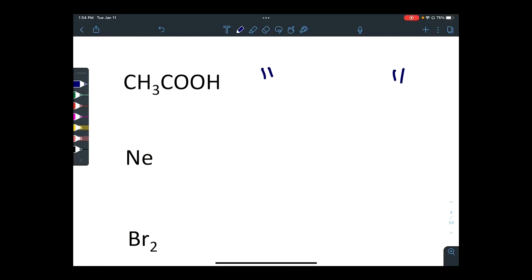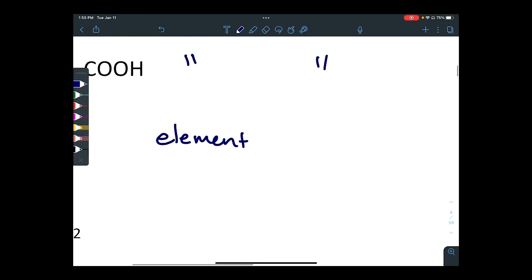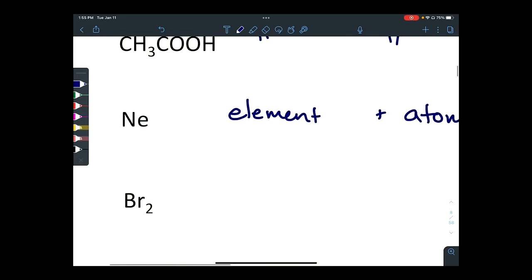Neon. Element. It's an element. Great, because it's on the periodic table. But is it an atom or a molecule? It's an atom because it's just one single neon. See, this is where it gets a little bit tricky. So this is an element and it's an atom. That's neon. Okay, but what about here?